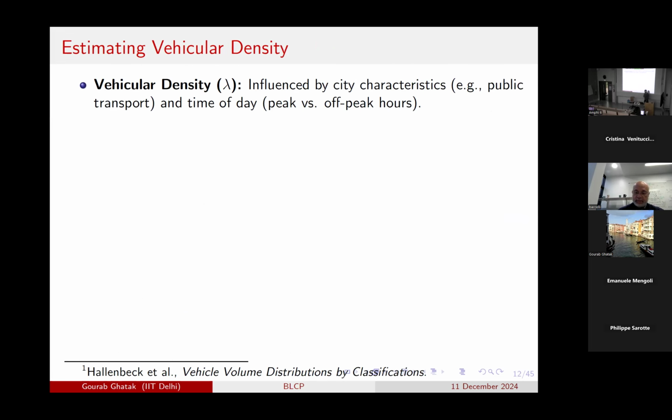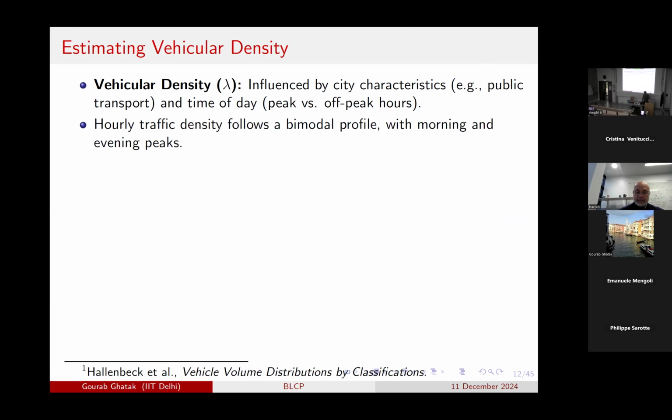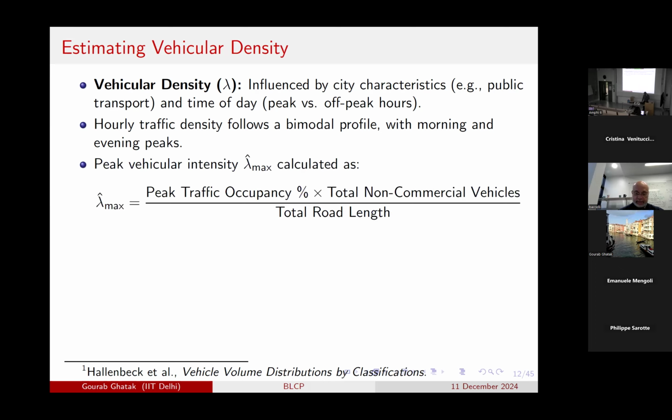The next thing that we need is the density of the points on the street, which is influenced by city characteristics. Let's say if you have a lot of public transport in a city, you would ideally have fewer cars, and also time of day, peak hours versus off-peak hours. What we observed is that hourly traffic density follows a bimodal profile. It's not surprising. It's high during the office hours of the day and when people are returning home from office, with morning and evening peaks.